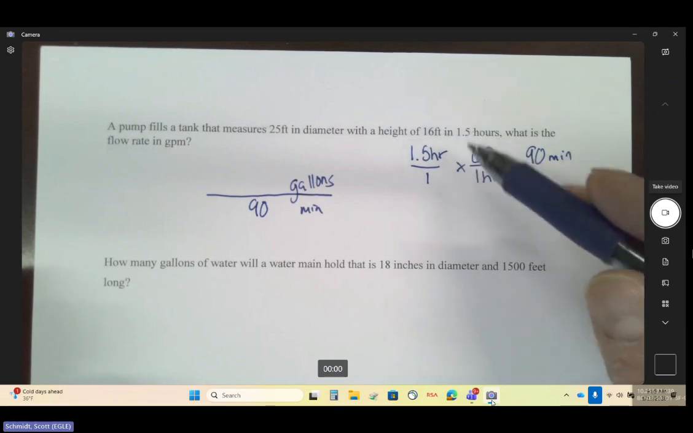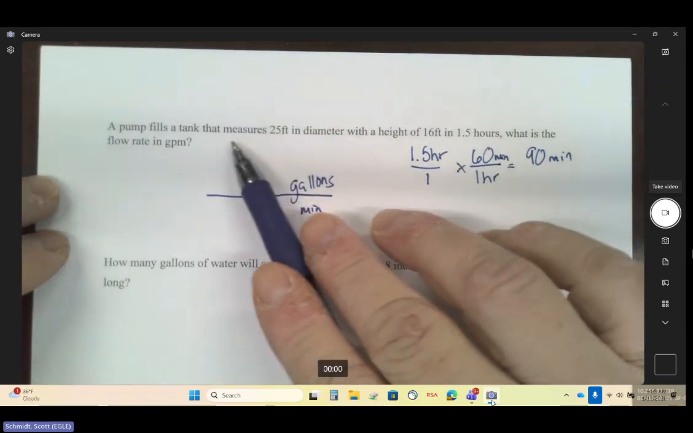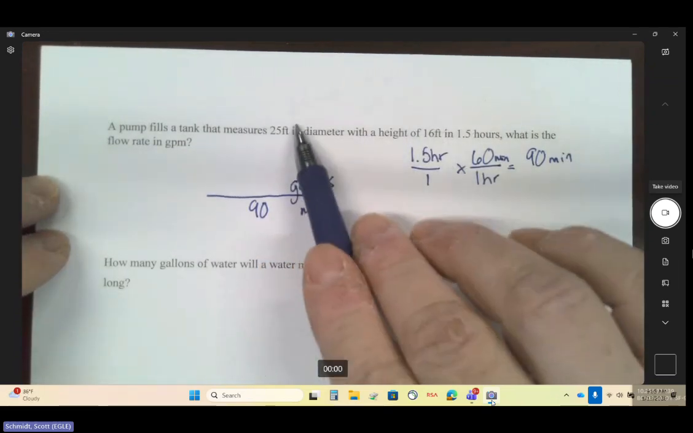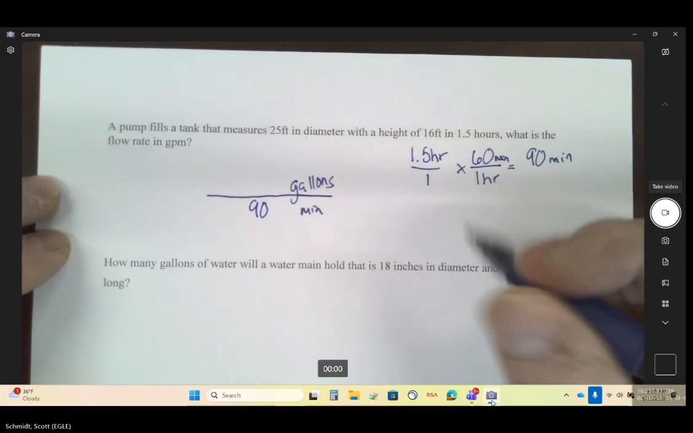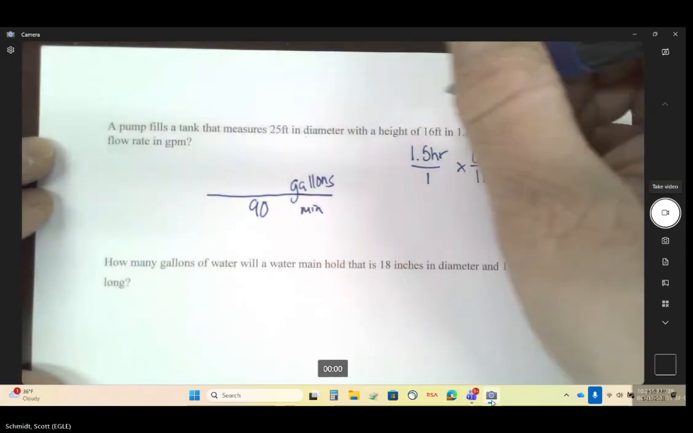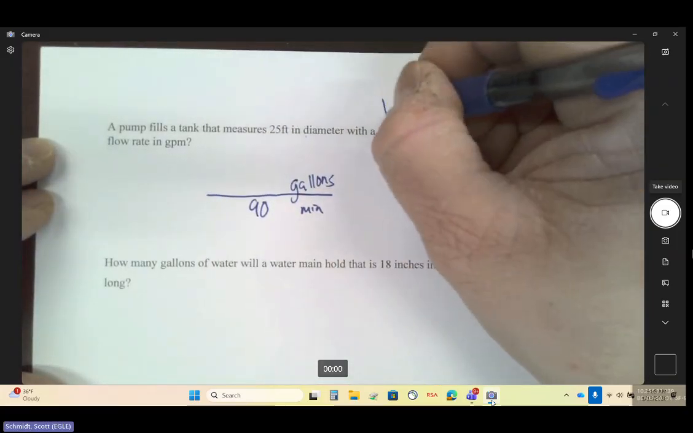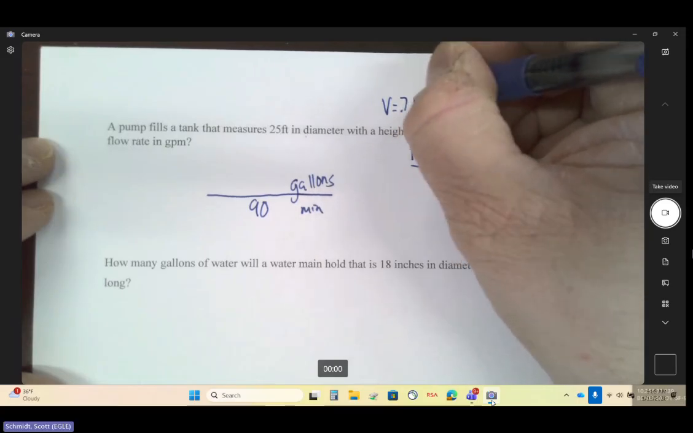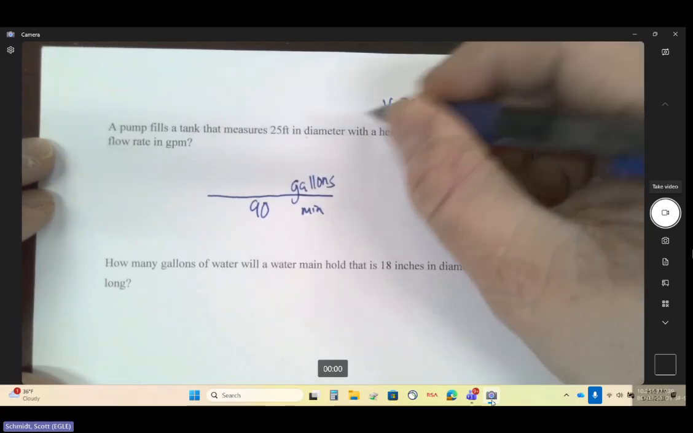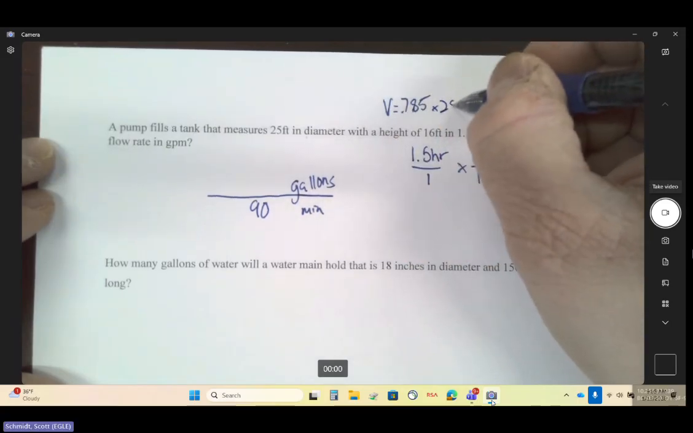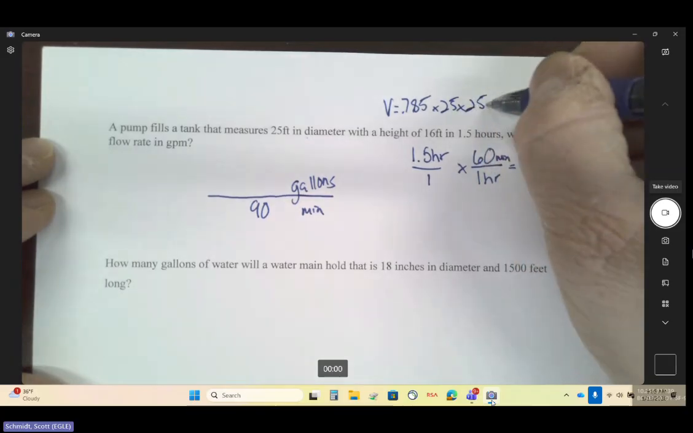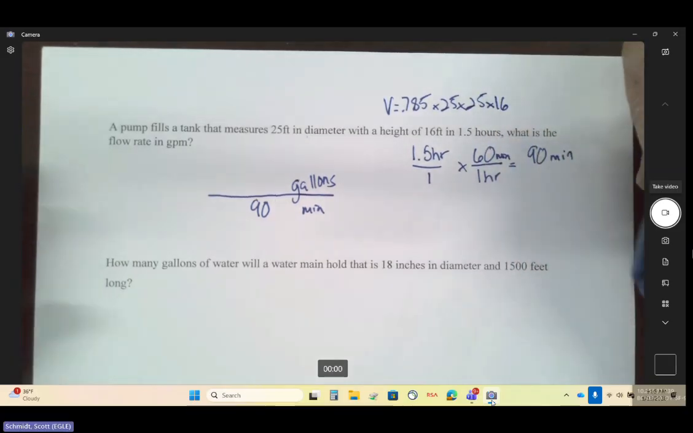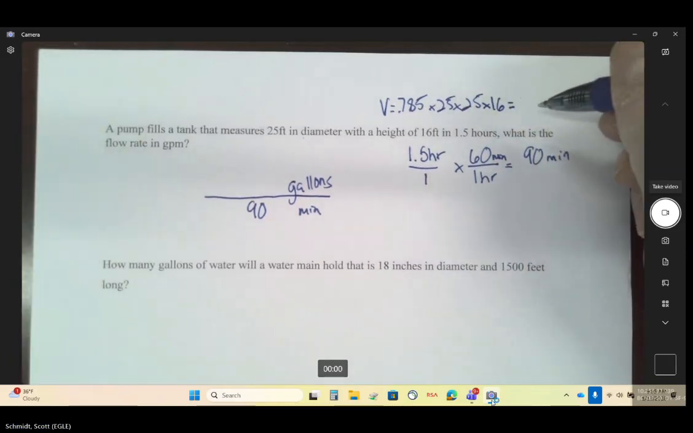How many gallons was it? Can I figure that out? I know it's a cylinder because I have 2 measurements and it says the word diameter. So the volume of a cylinder is going to be 0.785 times my diameter of 25 feet, so times 25 times 25 times 16. All right.